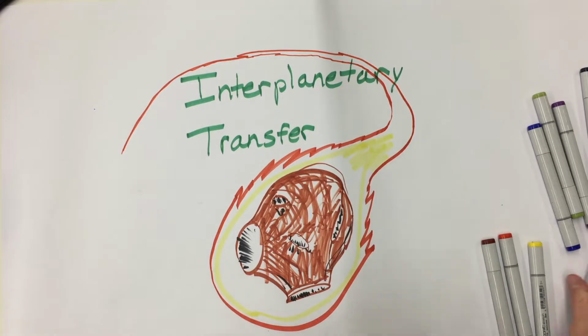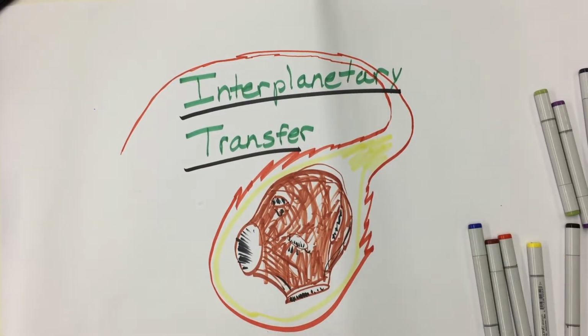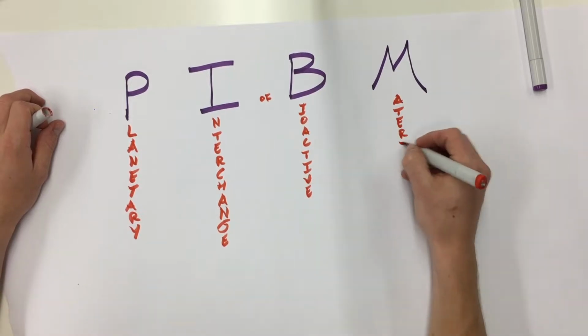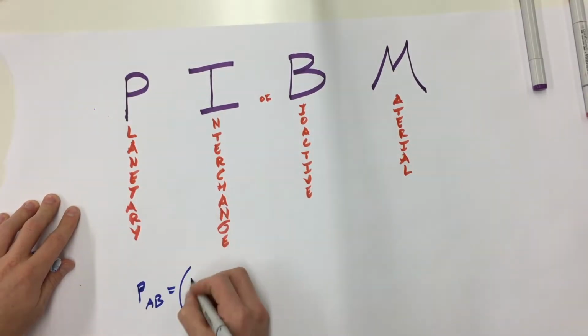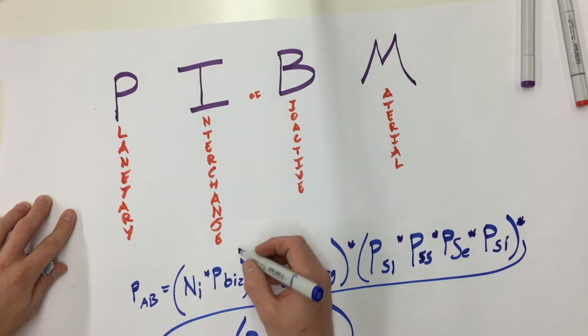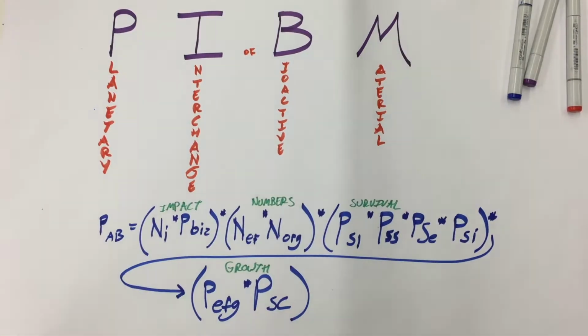survived this trip. Now, a more scientific term is planetary interchange of bioactive material. And with this, we have an equation that can quantify the potential for a living organism to survive this entire process alone.